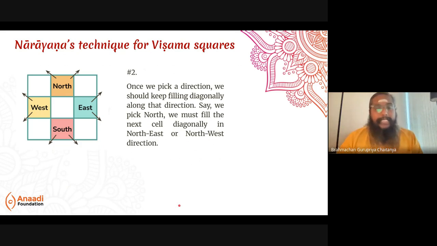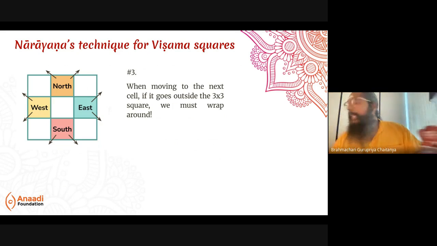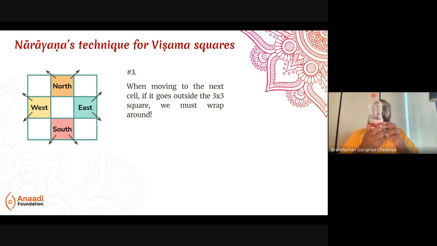Second, as I said, you must diagonally keep filling. You pick one direction and stick to that direction. When we go outside a cell, we should wrap around the cell. This we must be clear about. What is wrapping around? I have a bottle here. This is the rectangle, right?